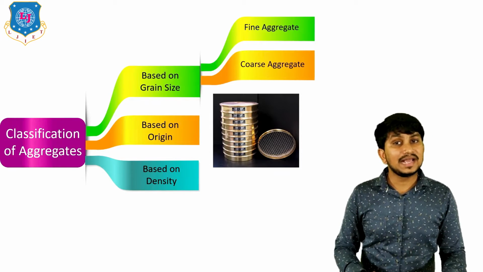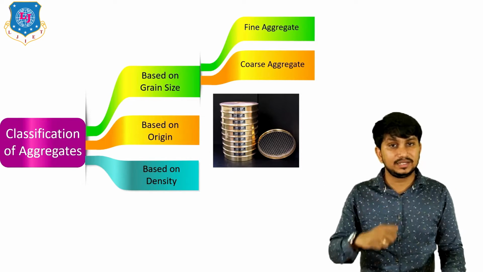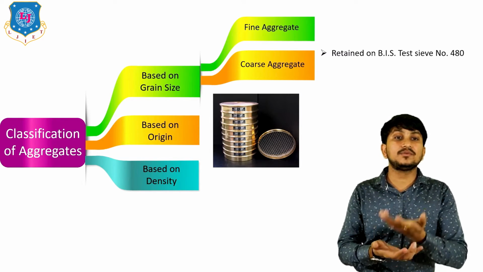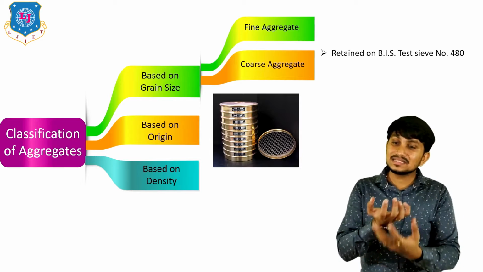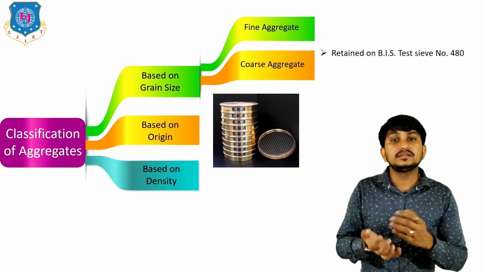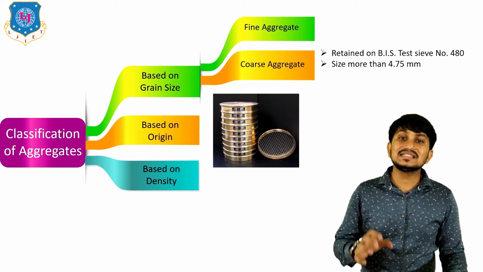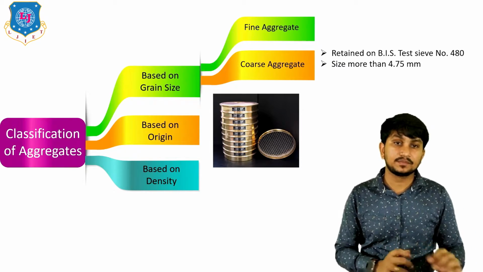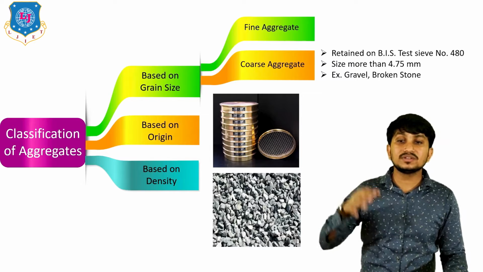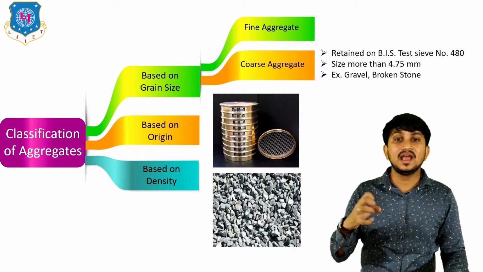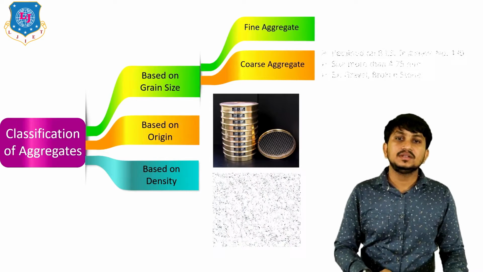The second type of aggregate based on grain size is coarse aggregate. It is retained on this BIS test sieve number 480. Fine aggregate passes through this sieve, while coarse aggregate is retained on this sieve. The size is more than 4.75 mm. The examples of coarse aggregate are gravel or broken stones.